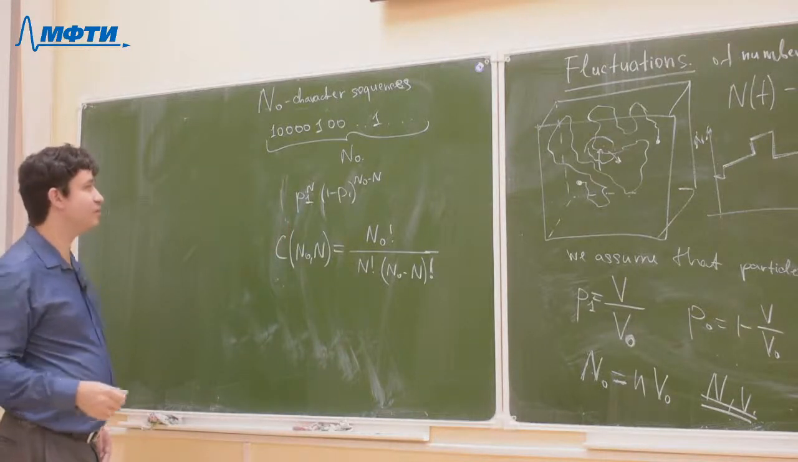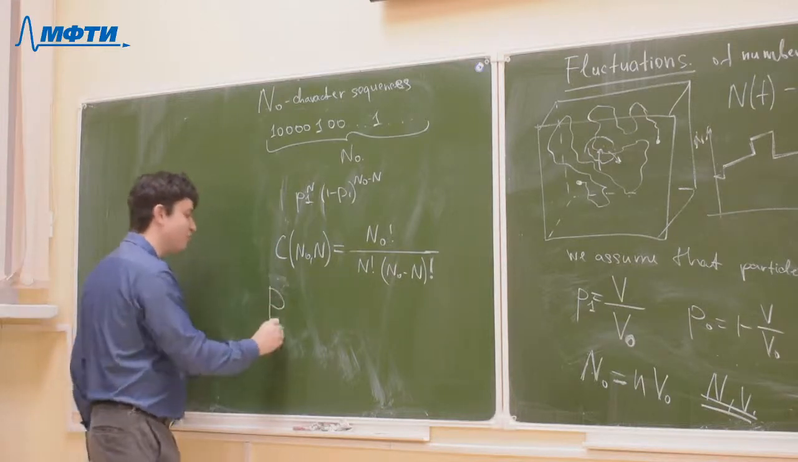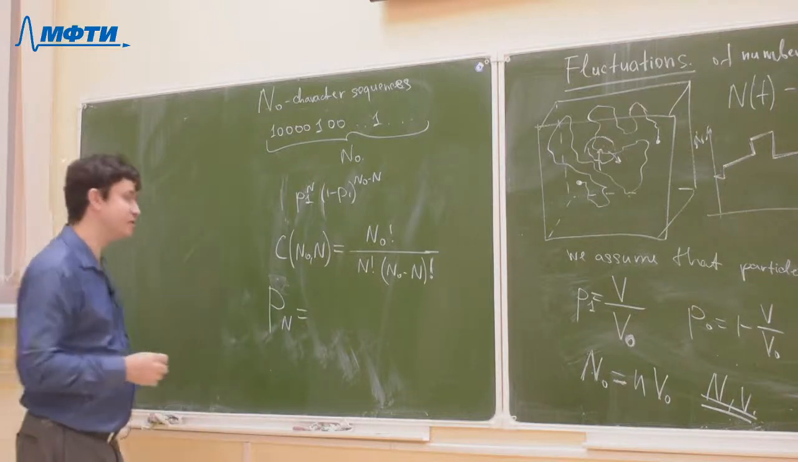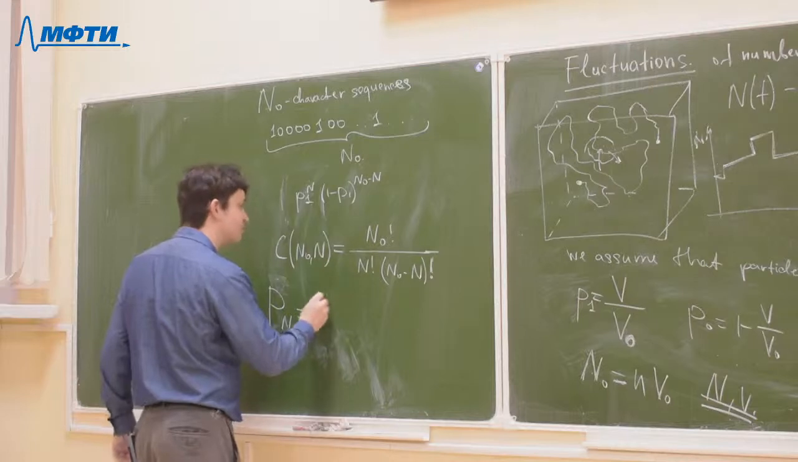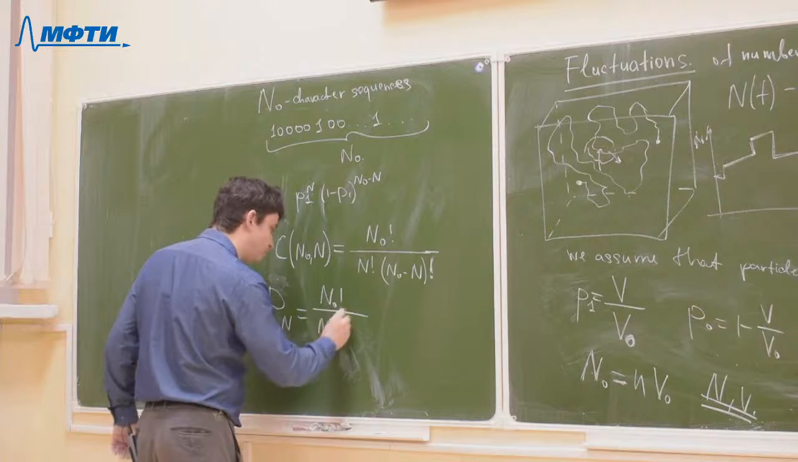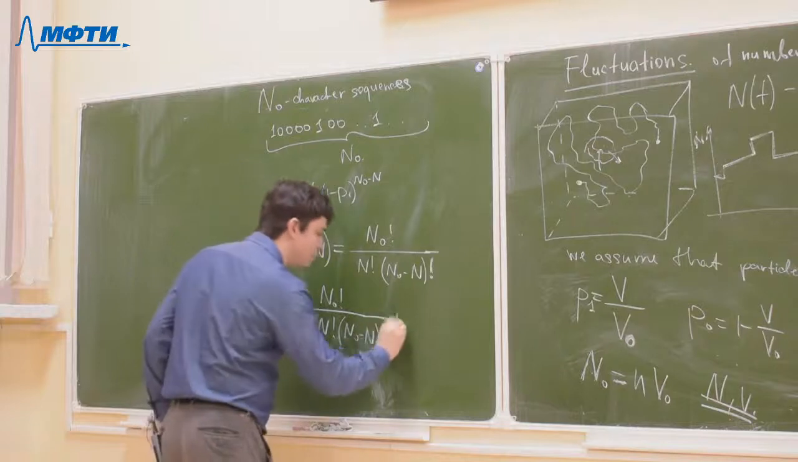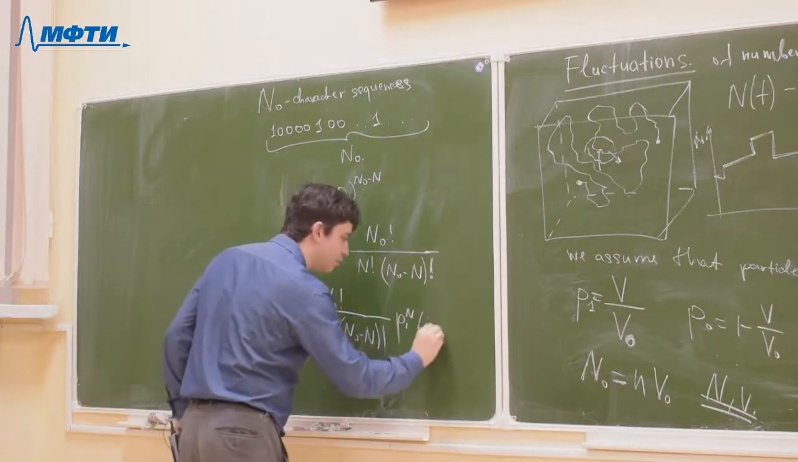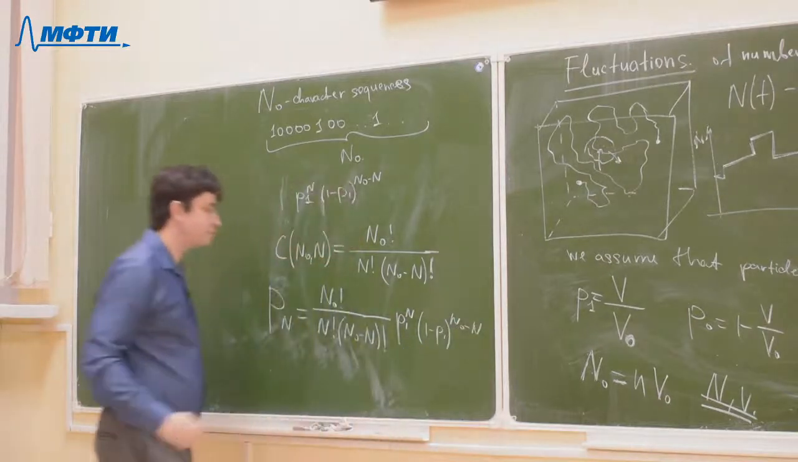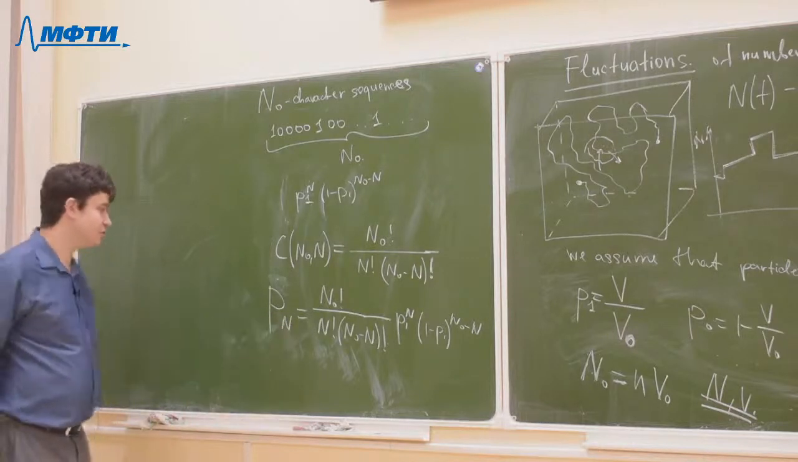So the probability distribution for my problem is given by the following formula. P of n, the probability to have n particles inside the selected volume, is given as this. This is a so-called binomial distribution.